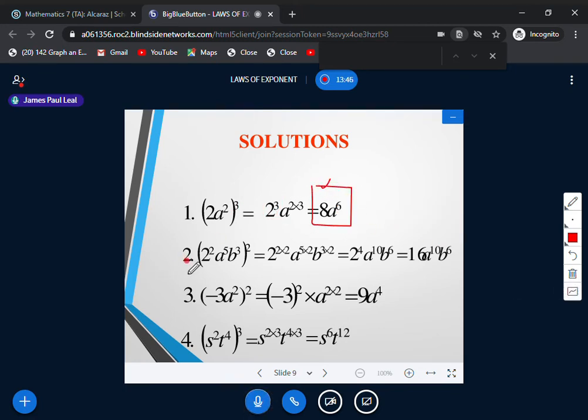Okay, so do the same thing here for number 2. Okay, so here's the solution. So you have here 2 squared, so you have to simplify. You have to multiply 2 into 2, okay?